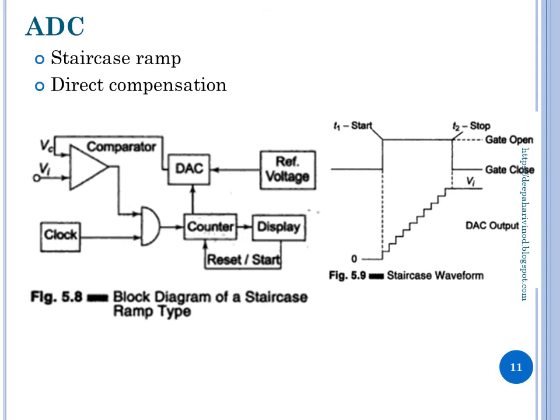And the advantage: the input impedance is high when compensation is reached. Accuracy depends on the stability and accuracy of the voltage and DAC. The main disadvantage is the reading is unstable until full compensation is reached. The input impedance is low until then. So when the compensation is reached, it has high input impedance. Until that, it has low input impedance.